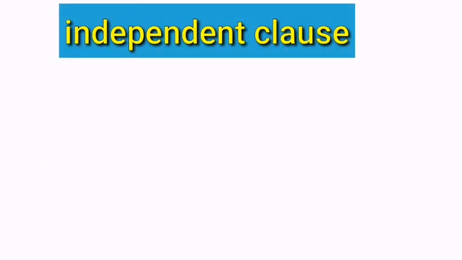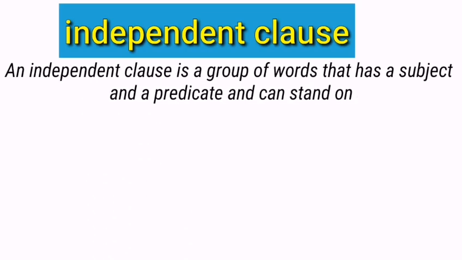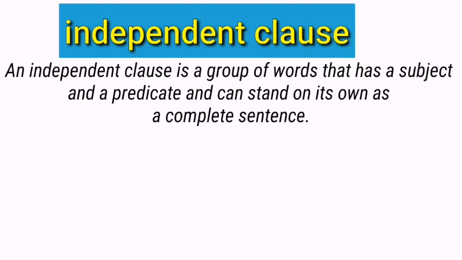On the other hand, an independent clause can be defined as: an independent clause is a group of words that has a subject and a predicate and can stand on its own as a complete sentence. What does it mean? Simply, it means that an independent clause is also like a dependent clause, it must have its own subject and a verb. It will also be a group of words, but the difference is, it will stand alone as a sentence, and it will give us a complete sense. Just look at these examples.